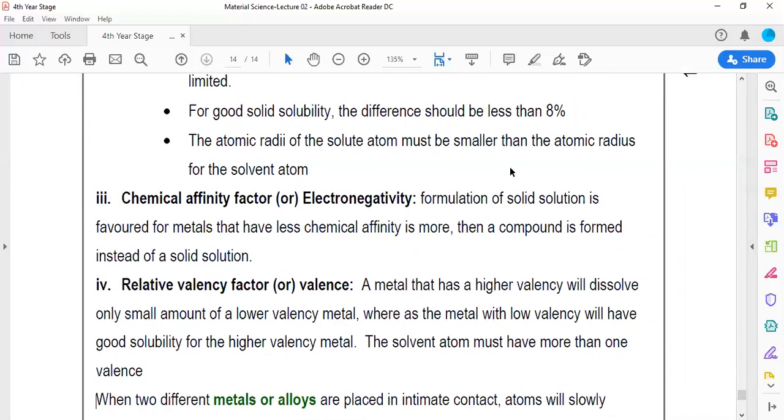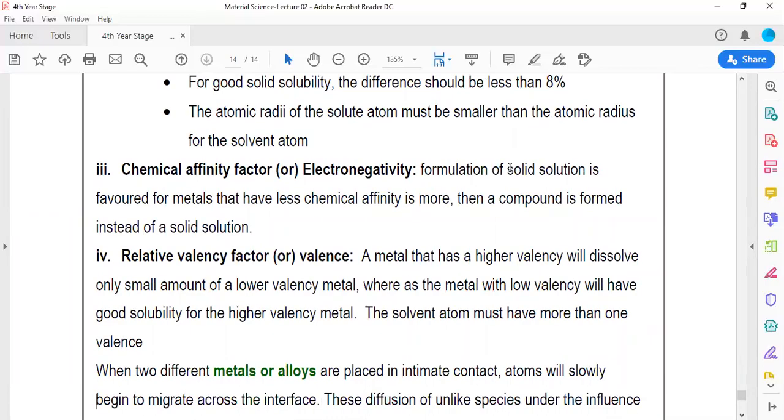About the chemical affinity factor or electronegativity. Formation of solid solution is favored for metals that have less chemical affinity. With more affinity, a compound is formed instead of a solid solution. Remember, especially with metals and non-metals, if they have affinity to each other and combine to make a bond like an ionic bond or even a covalent bond, in this case we're not getting an alloy, we're getting a compound. Alloy means you have two metals or a metal and a non-metal that are not combined chemically. There is no chemical combination between them. They just exist as a mixture with each other.